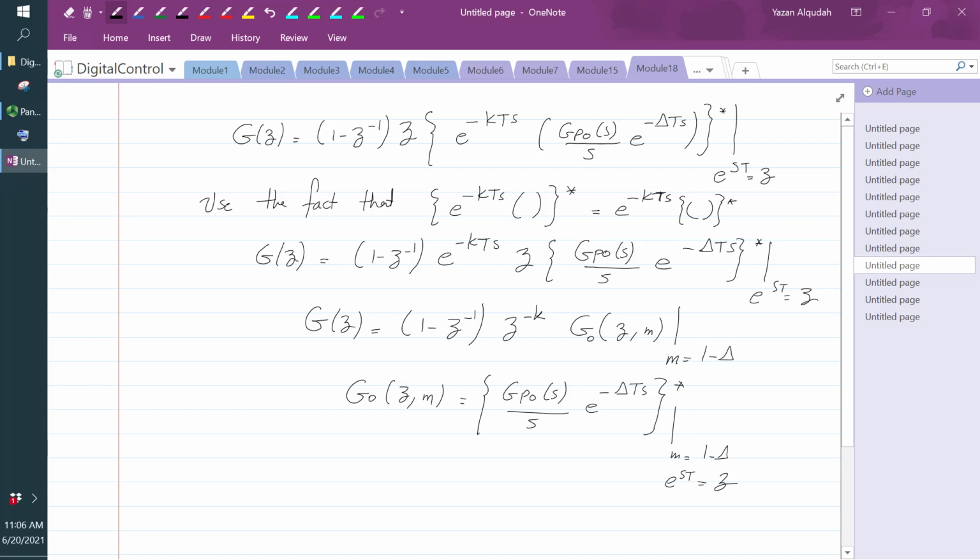And this is the modified Z transform of GP0 of S over S. Okay, let's look at an example.